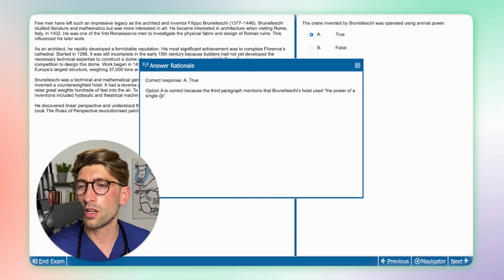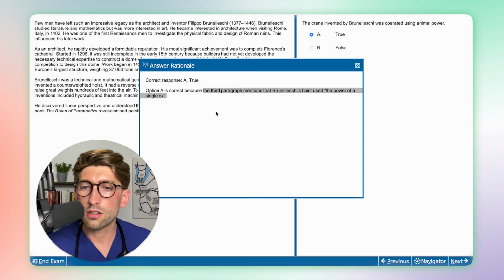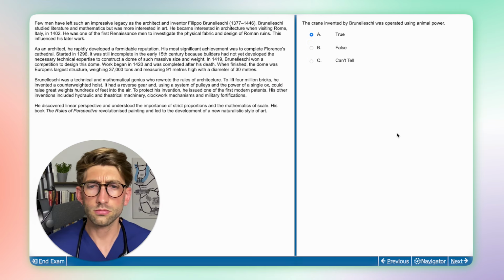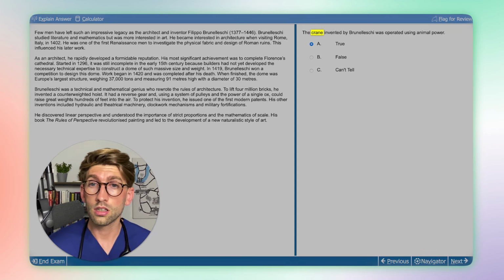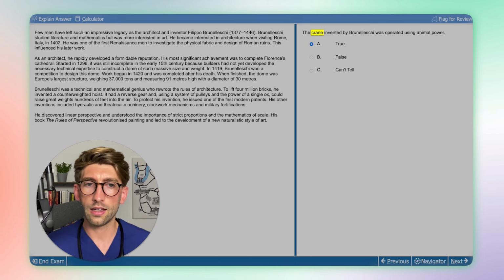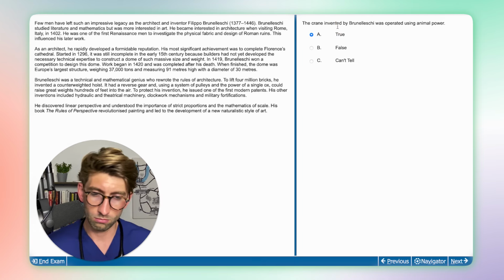Okay, yeah, perfect. So A is correct because the third paragraph mentions that Brunelleschi's hoist used the power of a single ox. I disagree with this explanation, although it's right, it's confirmed that I'm right. I disagree with this explanation because there's a lot implied by the crane, unless I'm missing something. Actually, no mention of the word crane here. Let's have a look. Control F, crane. Yeah, there's literally one mention of the word crane, in the question. So I think that explanation does make a lot of assumptions. However, we're right and we've got the right idea.